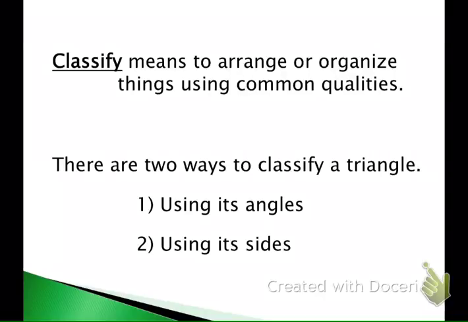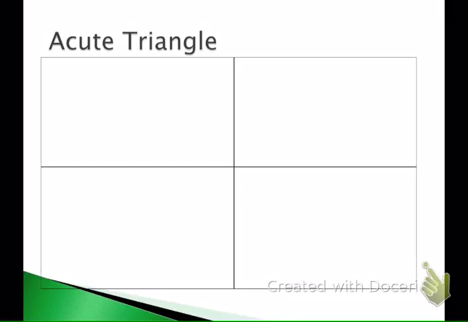So, hopefully you guys have written down what classify means. It means to arrange or organize things using common qualities, and what we're going to be doing is classifying triangles based on either their sides or their angles, okay? So, the first one we're going to go over is the acute triangle.